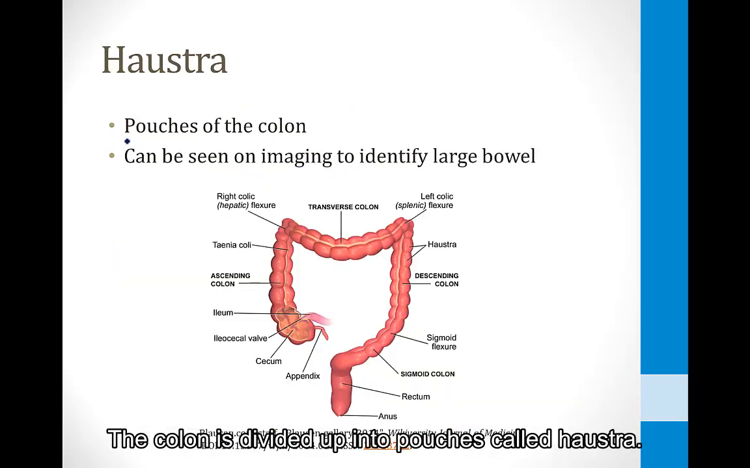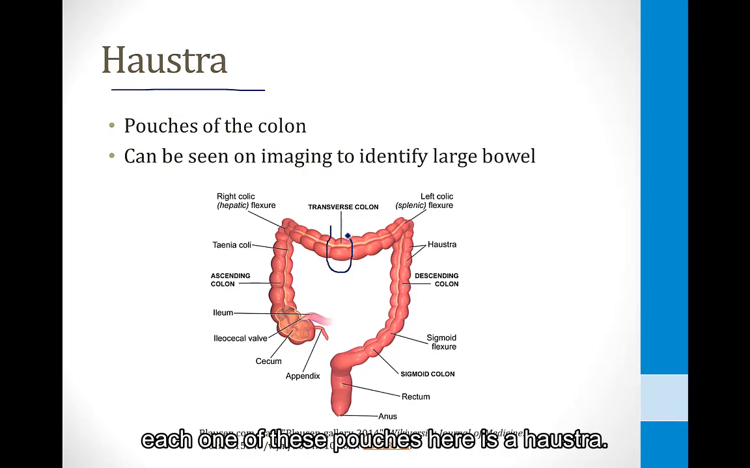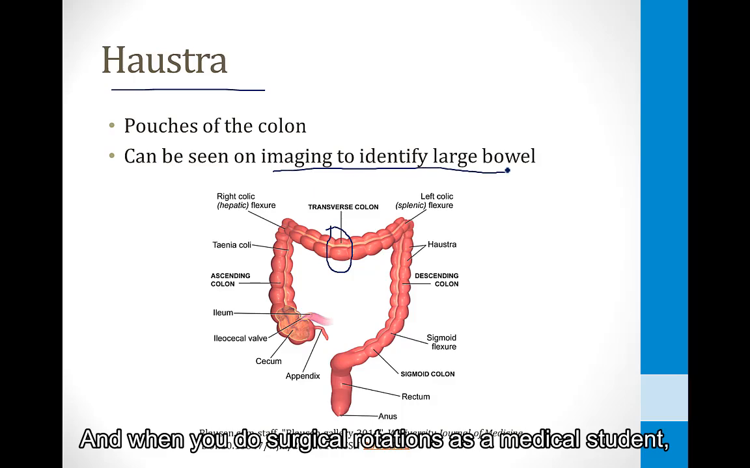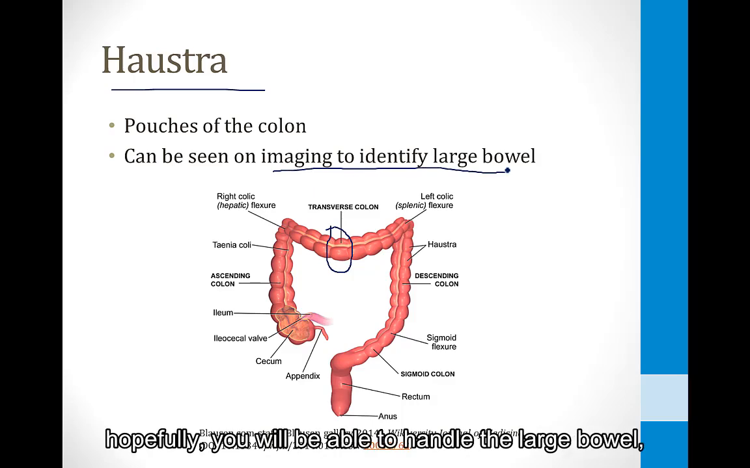The colon is divided up into pouches called haustra. If you look at this picture, each one of these pouches here is a haustra. You can sometimes see these on imaging. It can help you to identify the large bowel. And when you do surgical rotations as a medical student, hopefully you will be able to handle the large bowel.